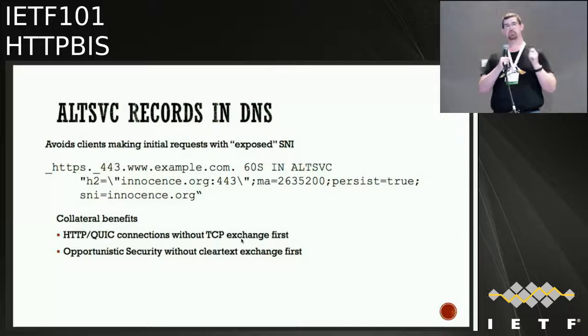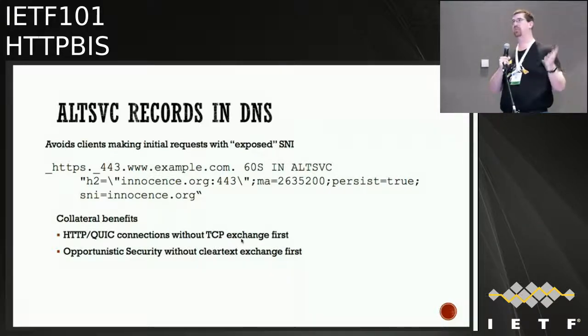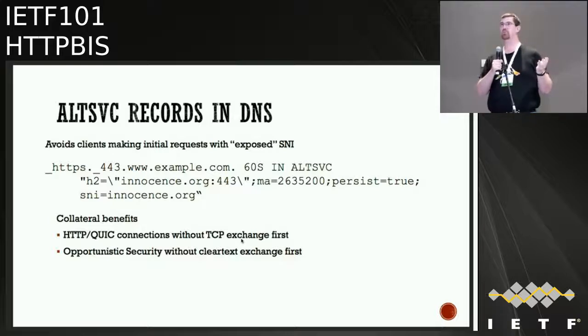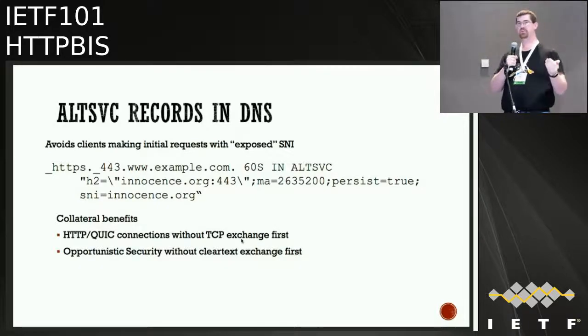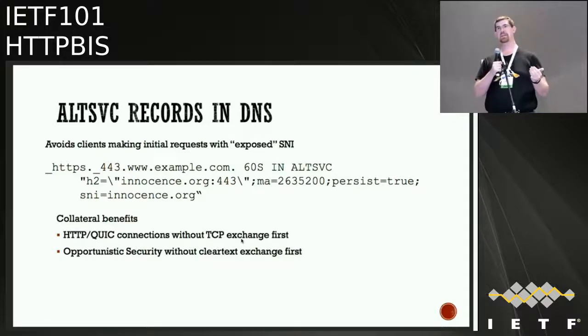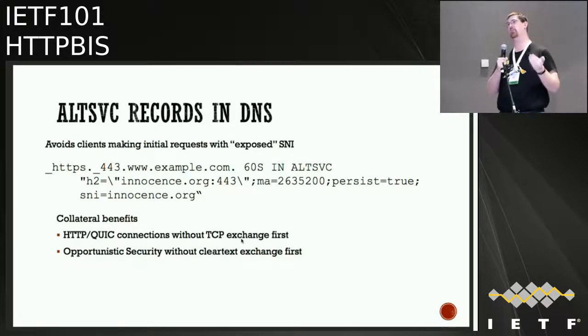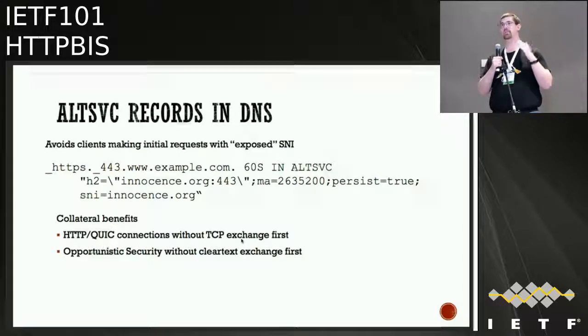Ben's draft takes an alt service record, drops it in DNS so that you can go do a lookup for it and then just have it without ever having spoken to the host before. So that helps deal with the bootstrapping problem where you have to connect in the clear at least once. It also gives you some nice collateral benefits, like being able to do HTTP over QUIC or opportunistic encryption without having to do the clear text or TCP path first.